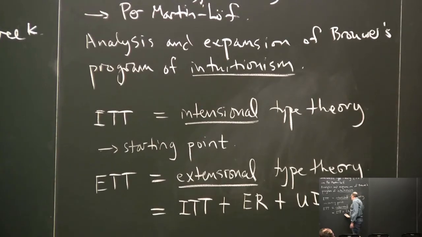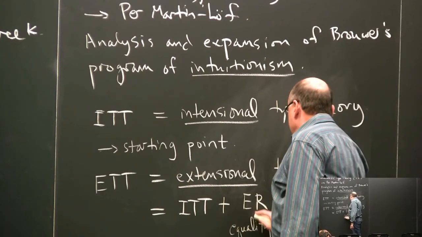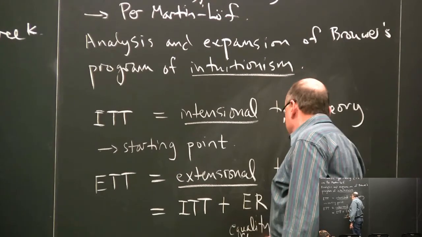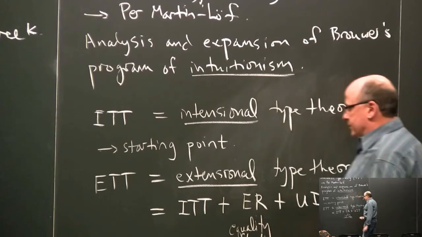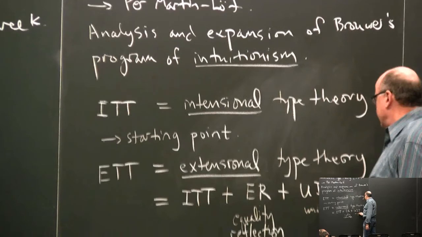So to write this down, this is called equality reflection. Right now, this is not going to mean a lot to you, but I like to do iterative deepening. So this is something called equality reflection. This is called uniqueness of identity proofs.